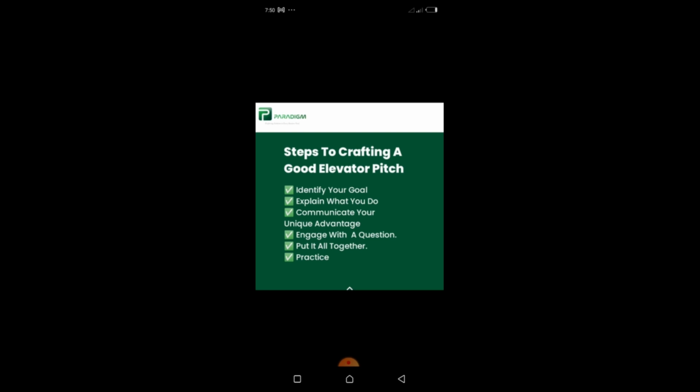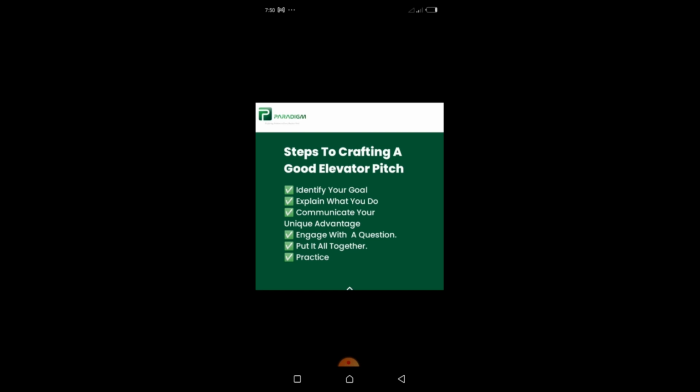So the first thing you need to do is about you identifying in your mind what exactly you want that elevator pitch to achieve. Number 2, explain what you do. After you've identified your goal, the first thing you need to do on paper is to explain exactly what your business does, what that product does, what that idea would do. So explain it in that pitch.